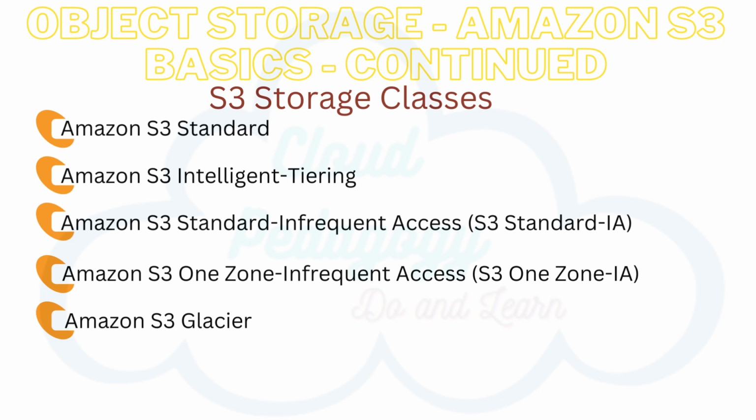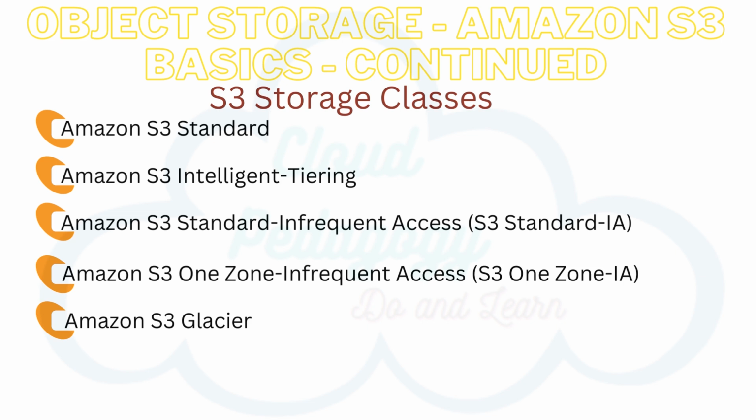The fifth one is Amazon S3 Glacier. S3 Glacier is a secure, durable and low-cost storage class for data archiving. You can reliably store any amount of data at costs that are competitive with or cheaper than on-premises solutions. S3 Glacier provides 3 retrieval options that range from a few minutes to hours.